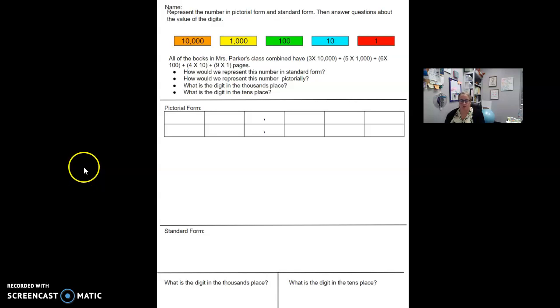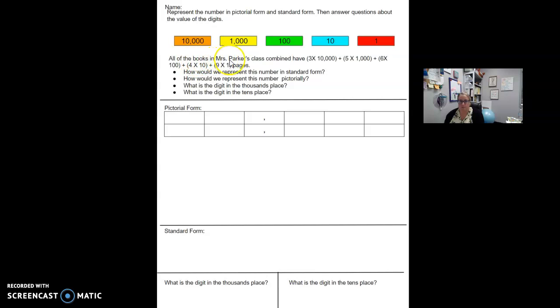Now it's your turn. So you are going to represent the number in pictorial form and standard form, and then you're going to answer the questions about the value of the digits. Or you're just going to answer the questions about what digits are in the place value. So again, you have your base 10 place value discs, and here is your first question.